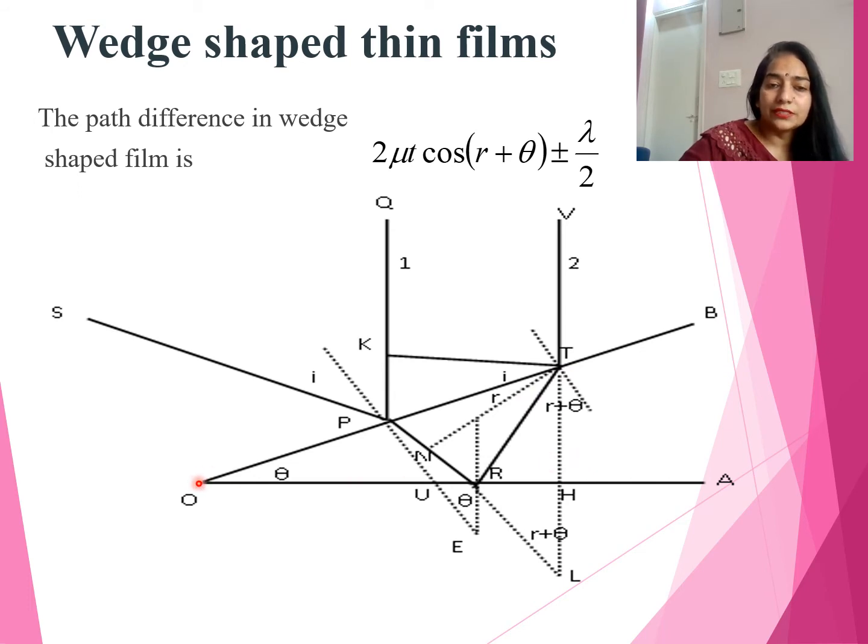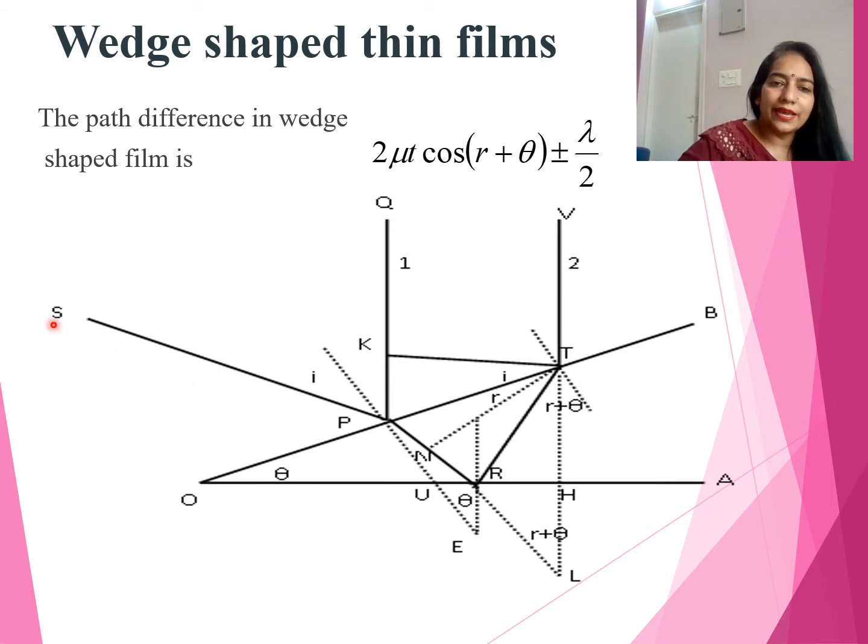At point O, these two planes meet, where the thickness of the film is 0. As we go from O towards A, the thickness of the film is gradually increasing. The refractive index of the film is mu. This angle is the wedge angle, denoted by theta.